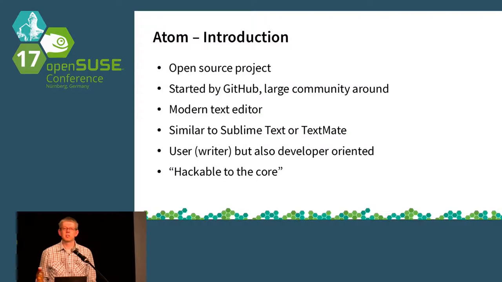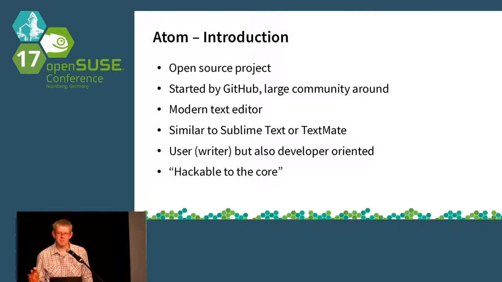So, some short introduction. Atom is an open source project. It was started by GitHub, and currently there is a large community around it. And yeah, it has many ways to extend it. They think of it as a modern editor, similar to Sublime Text or TextMate. Actually, there is a plugin which allows importing syntax highlighting definitions from TextMate. So there are some similarities.